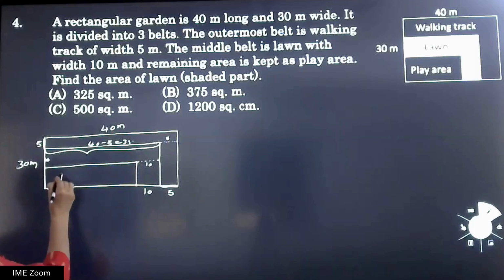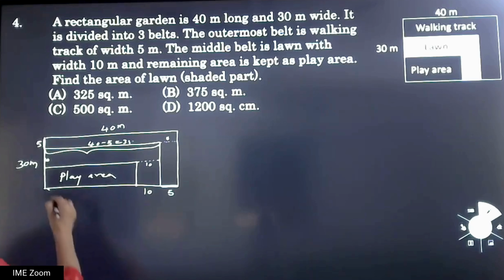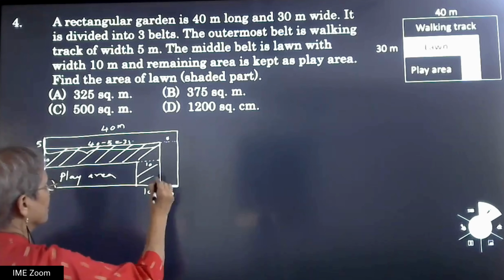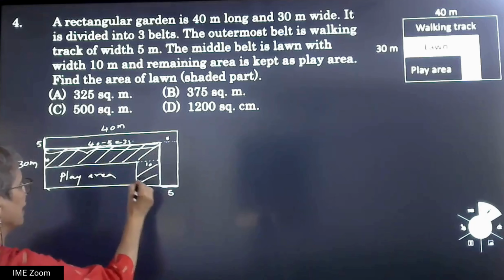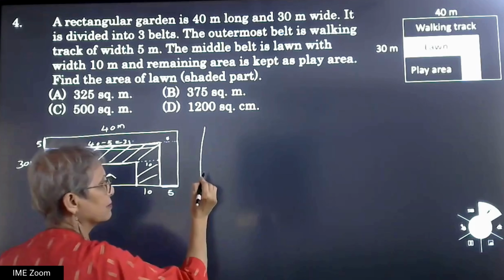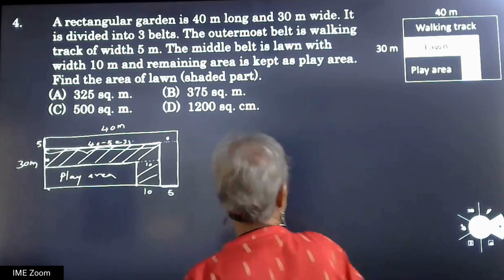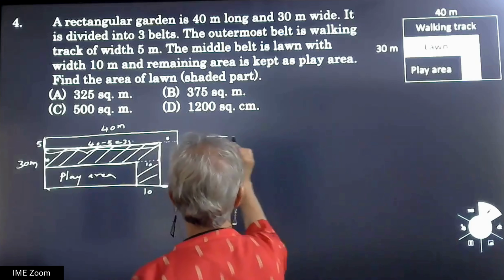And this part is the play area. Okay, the middle part is shaded. The lawn part is shaded. The remaining area is kept for play. Then find the area of the lawn that is shaded. So we have to find the area of this. Look here, see the figure, how it is in an L shape. So this L shape figure we will divide into two rectangles. Okay, it is like this.